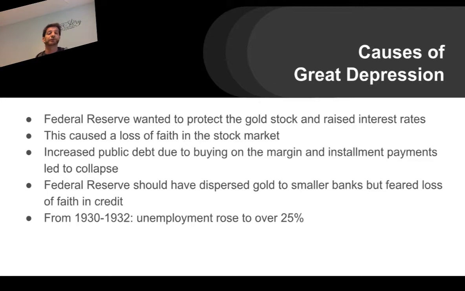But the fear in the Federal Reserve is that if they did this, it would cause deficits and debts to occur. So they decided not to do this. And so in 1928, we didn't really hit a Great Depression, but because the Federal Reserve did not react quick enough, from 1930 to 1932, the economy collapsed. And as it did so, unemployment rose to over 25%.